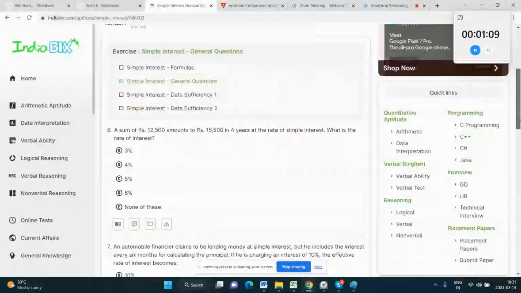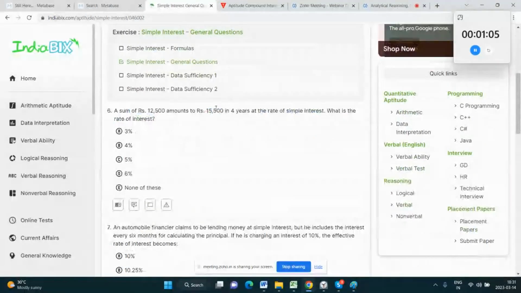The sum of rupees 12,500 amounts to 15,500 in 4 years at the rate of simple interest. What is the rate of interest?